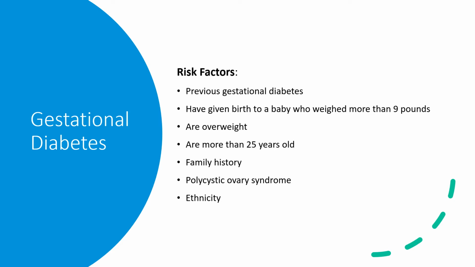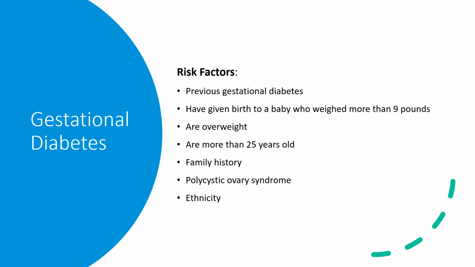Risk factors include having had gestational diabetes during a previous pregnancy, giving birth to a baby who weighs more than 9 pounds, being overweight, over the age of 25, having a family history of type 2 diabetes, having a hormone disorder called polycystic ovarian syndrome, if you are African American, Hispanic, Latino American, American Indian, Alaskan Native, Native Hawaiian, or Pacific Islander.